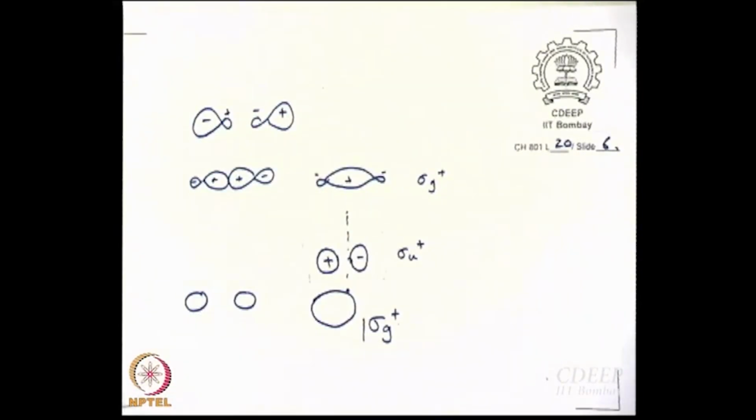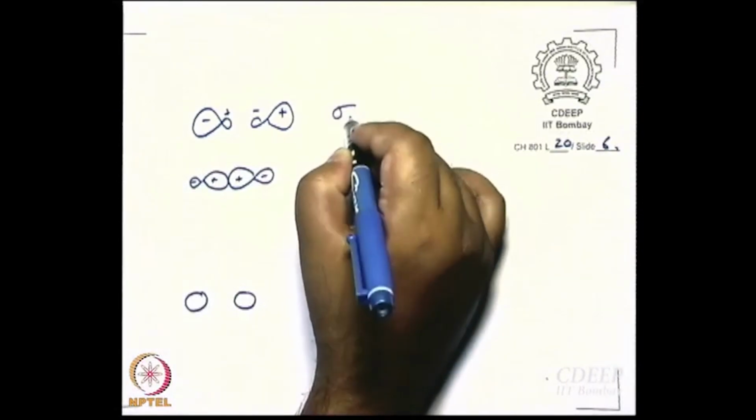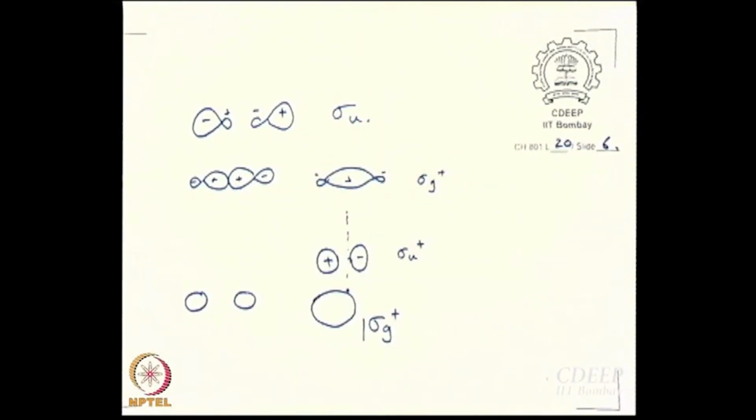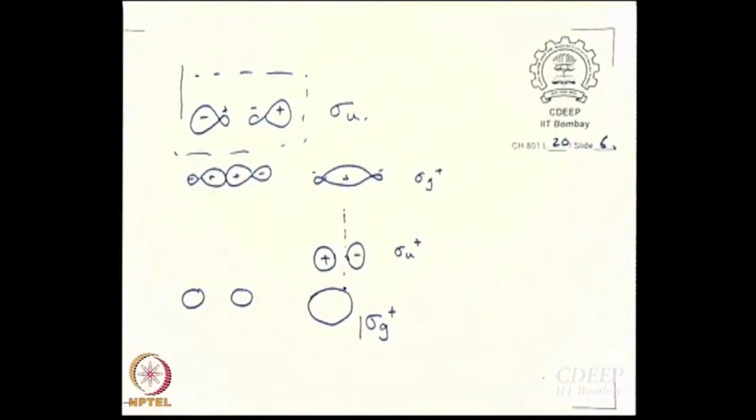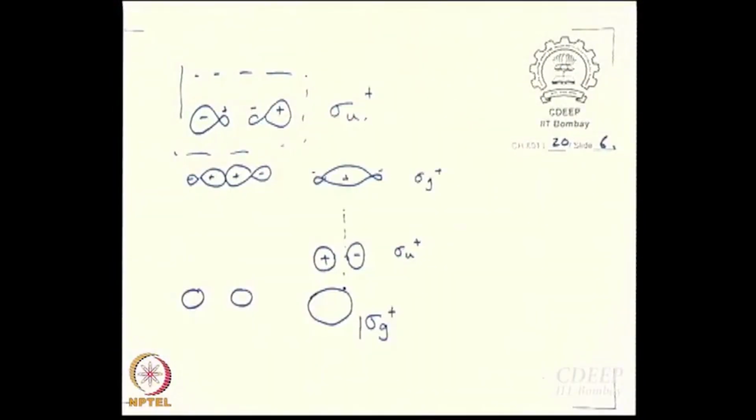U, of course, sigma, yes, and U, and what is the character of sigma V here, plus or minus? Sigma V is like this, plus or minus? Plus, are you all convinced that it is plus? Plus, sure? So, it is sigma U plus.